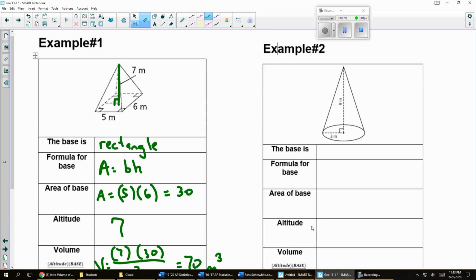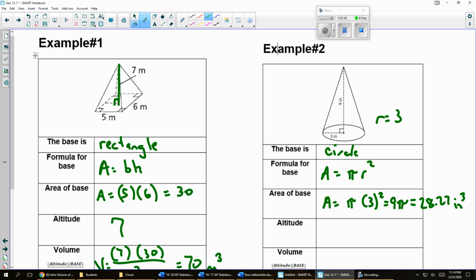In the next example, I have a cone. And a cone works similarly to what we saw with a pyramid, but here the base is now a circle. So the formula for the area of the base is pi r squared. The radius is 3, and so the area of the base is pi times 3 squared, or 9 pi, or if I use my calculator and multiply that by 3.14, I get 28.27 inches cubed. Oh, not cubed, inches squared, because it's area.